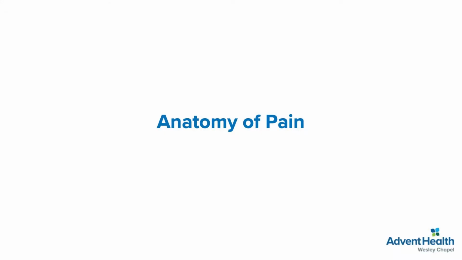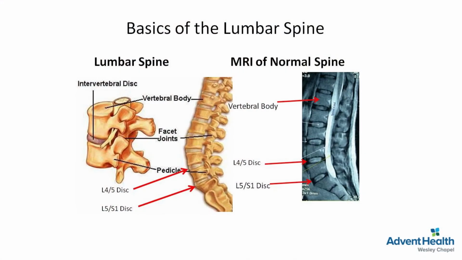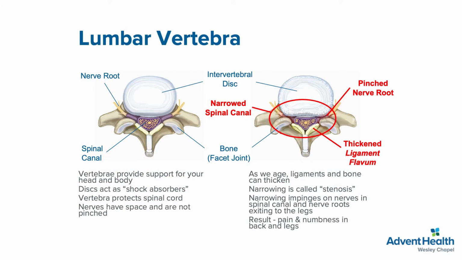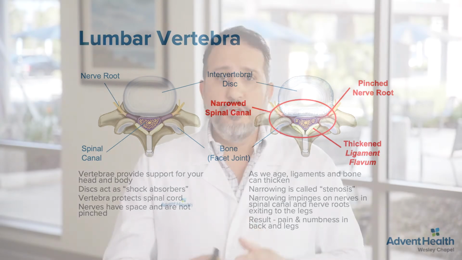Now, the anatomy of pain. It's important to understand anatomy to determine what is causing the pain. This is a picture of the lumbar spine, which is the lower part of your back. Here you see a radiographic image, which is an MRI, that shows the disc spaces between the vertebral bodies and the joints that make up the entire spine. Now, the lumbar vertebrae, as you see here, provide support for your whole body, your head, your torso. The disc spaces between the vertebral bodies are like shock absorbers around the spinal nerves.